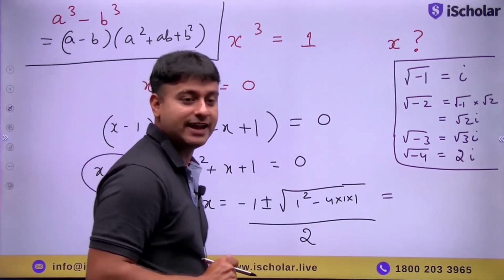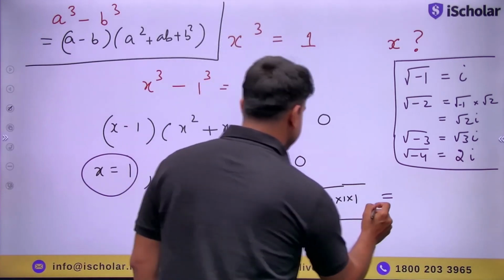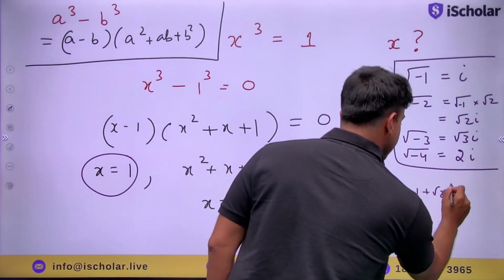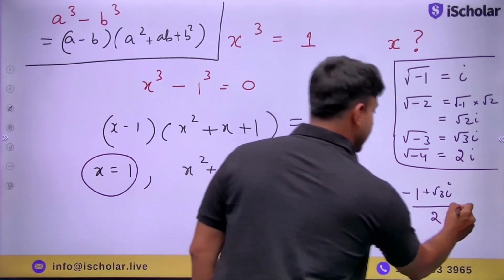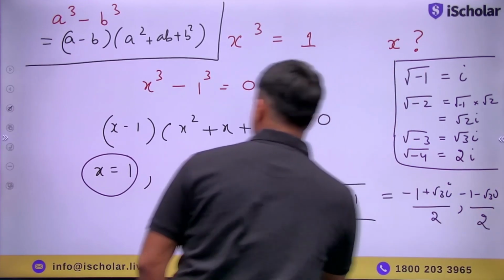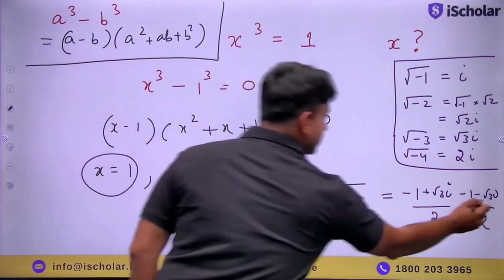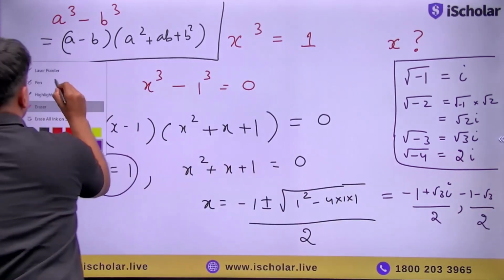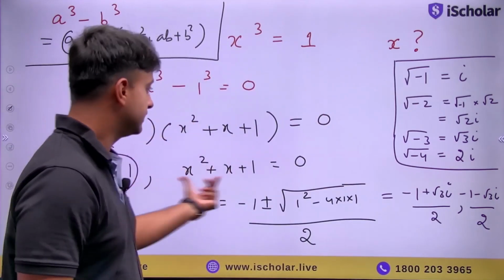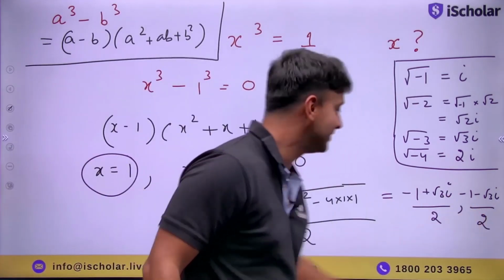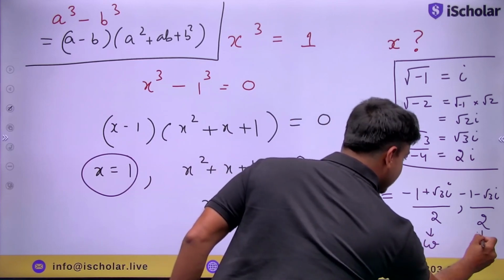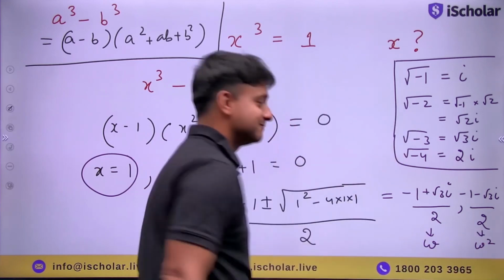So what will I get from here? I will get minus 1 plus root 3 iota by 2, and I'll also get minus 1 minus root 3 iota by 2. So these are the two unreal roots, right? This is a real root, and these two are unreal roots. My dear students, this is called omega, and this is called omega square.